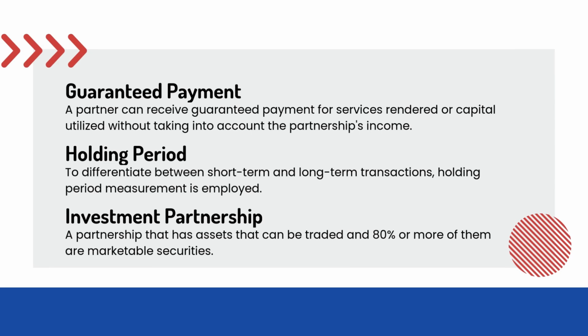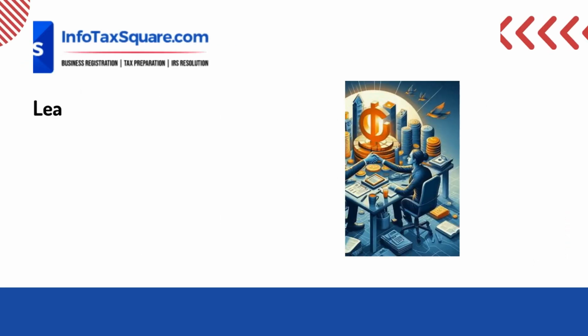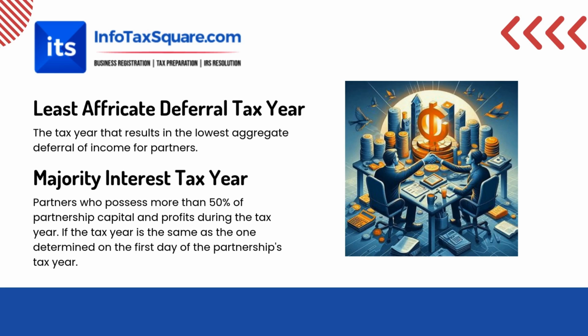Guaranteed payment. A partner can receive guaranteed payment for services rendered or capital utilized without taking into account the partnership's income. Holding period. To differentiate between short-term and long-term transactions, holding period measurement is employed. Investment partnership. A partnership that has assets that can be traded and 80% or more of them are marketable securities. Least aggregate deferral tax year. The tax year that results in the lowest aggregate deferral of income for partners.